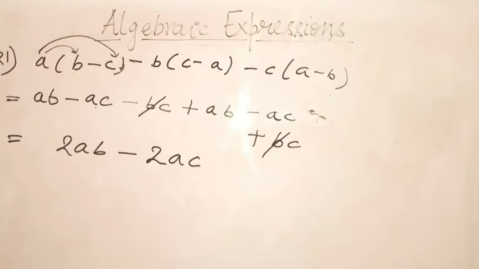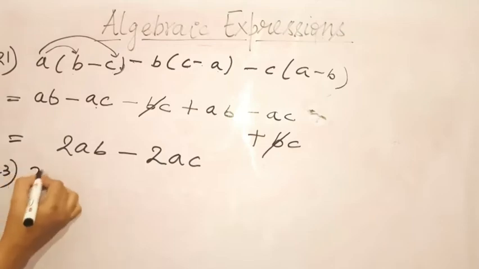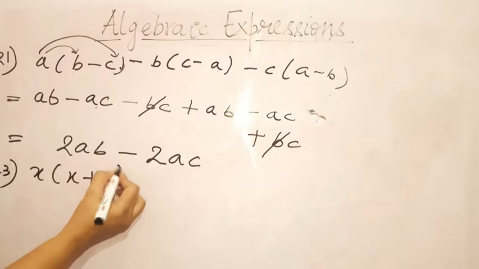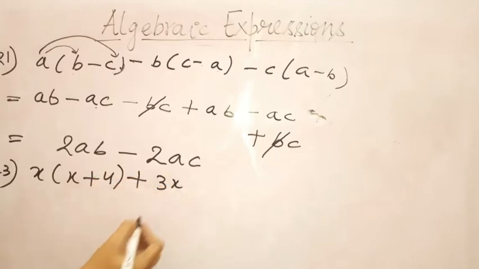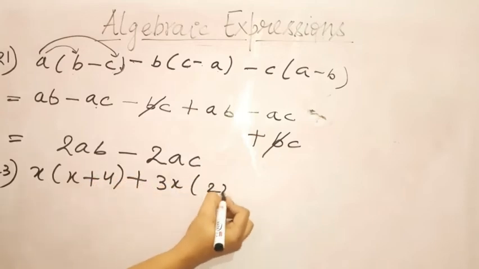Now moving on to the next question, that is question number 23. I am leaving question number 22, that is your homework. 20 and 22 are your homework. Here also we have to multiply a monomial by a binomial. So I am writing the question.